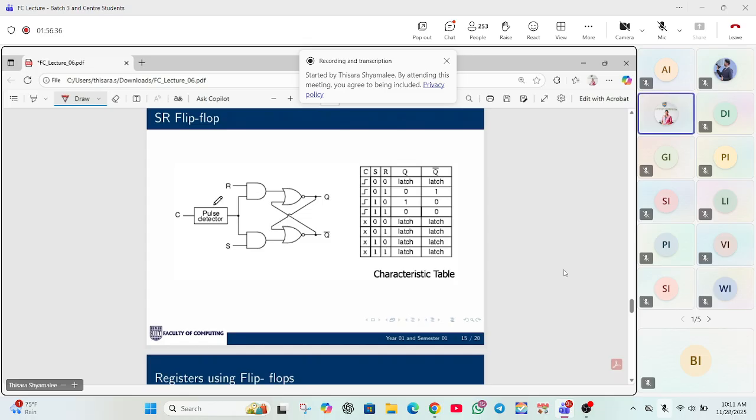Let's move to the SR flip-flop. We talked about the SR latch. When we combine the clock signal with the SR latch, it becomes an SR flip-flop. The S and R inputs are provided with the clock signal. So then it's a flip-flop.